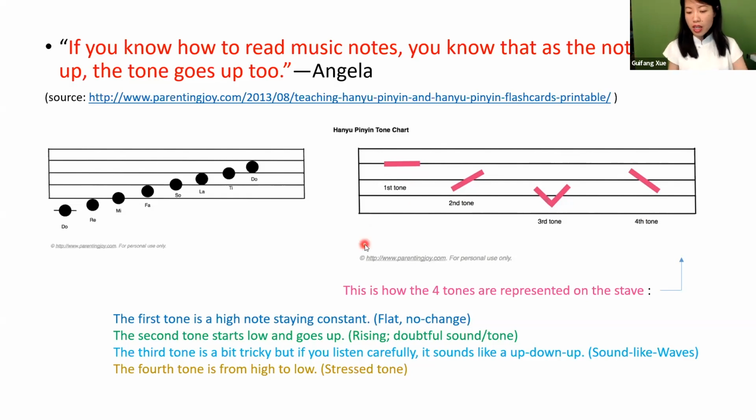For example, we can use this as an example. If there's a first tone, how do we pronounce this? No change. You cannot change it a lot. No. It's no change. And then let's look at the second tone. The second tonal mark goes up, right? It goes up like you're climbing up, you're hiking. So you increase your volume as you pronounce the second tone.